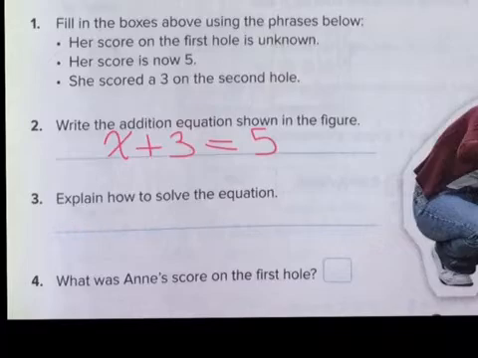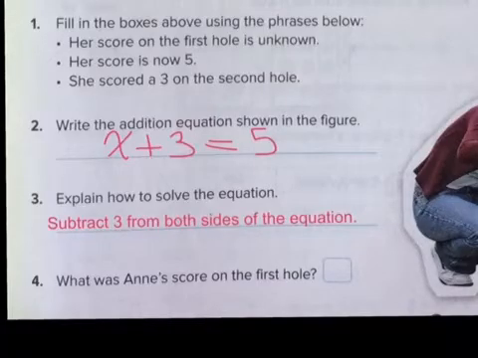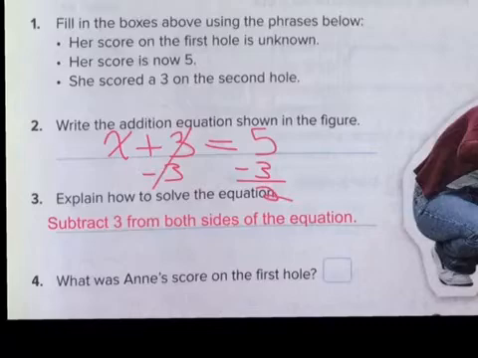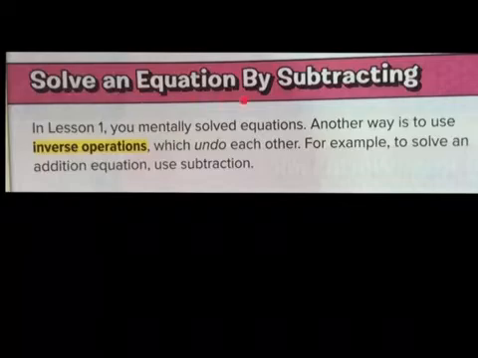So let's explain that. The simplest way to explain it is by saying subtract 3 from both sides of the equation. Subtract a 3 from this side, so I have minus 3 and minus 3. Whatever you do to one side, you must do to the other. I get a 2 here, and here these two cancel each other out. So essentially I'm left with x equals 2. So what is Anne's score on the first hole? 2.